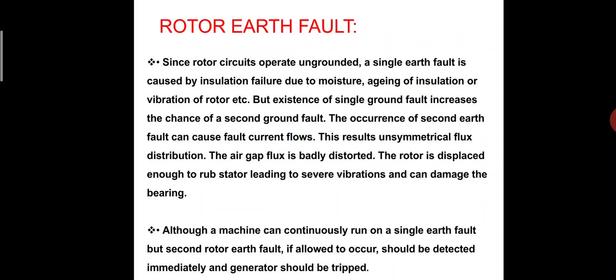Rotor earth fault. Since rotor circuits operate ungrounded, a single earth fault is caused by insulation failure due to moisture, aging of insulation, or vibration of the rotor, etc. But a single ground fault increases the chance of a second ground fault. The occurrence of a second earth fault can cause fault current to flow.